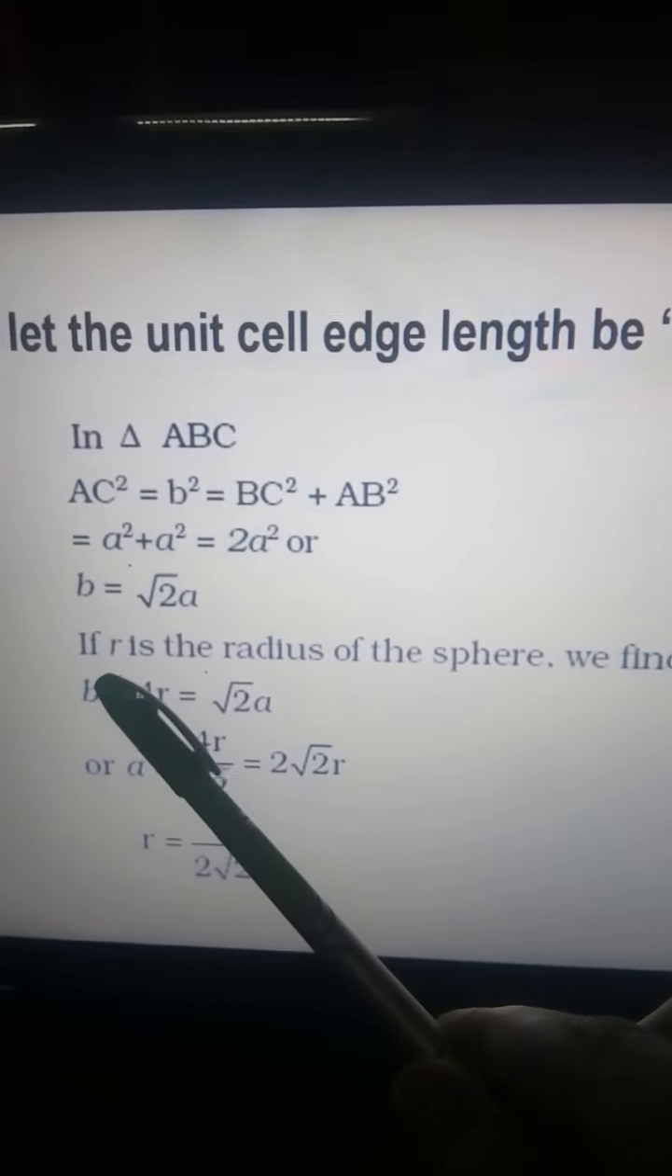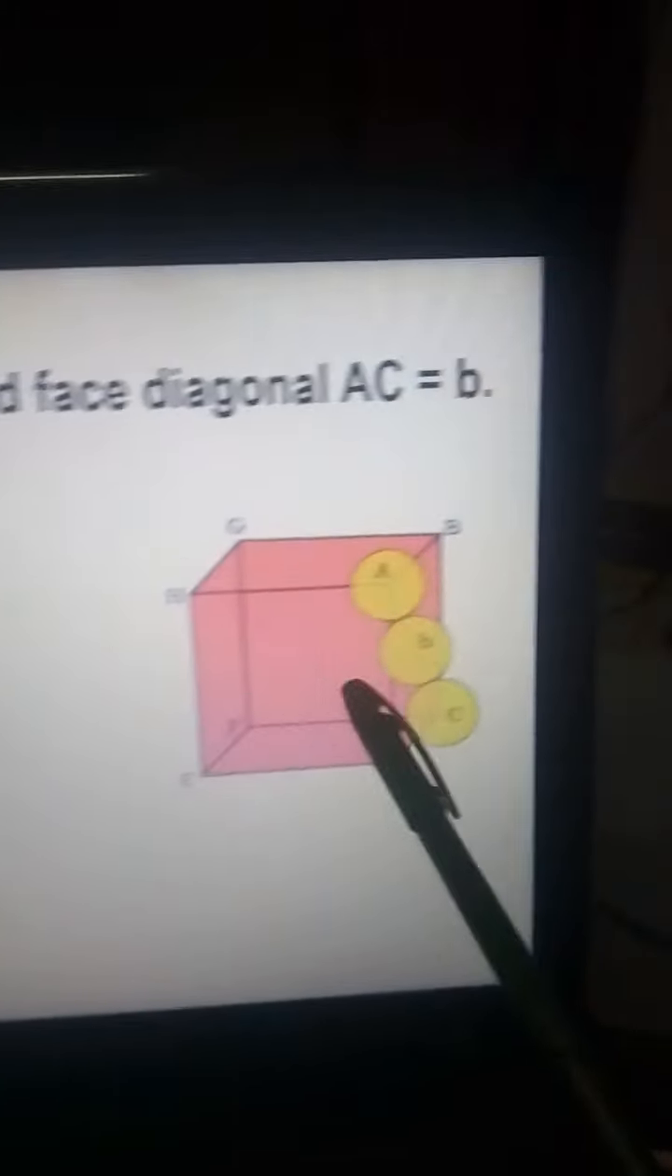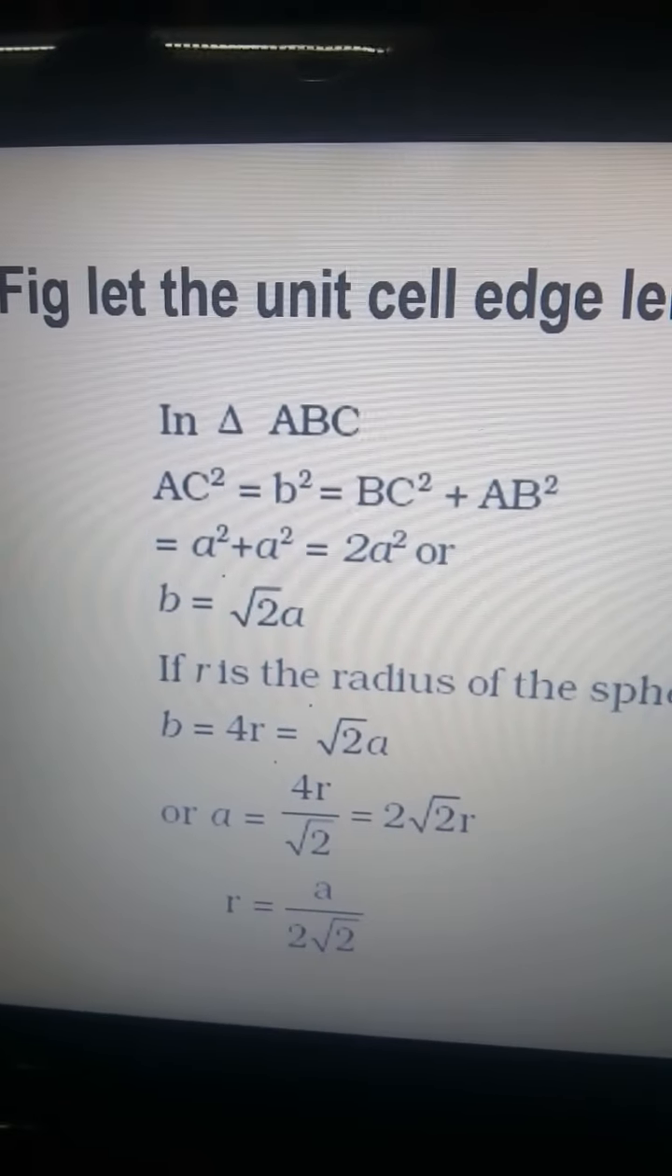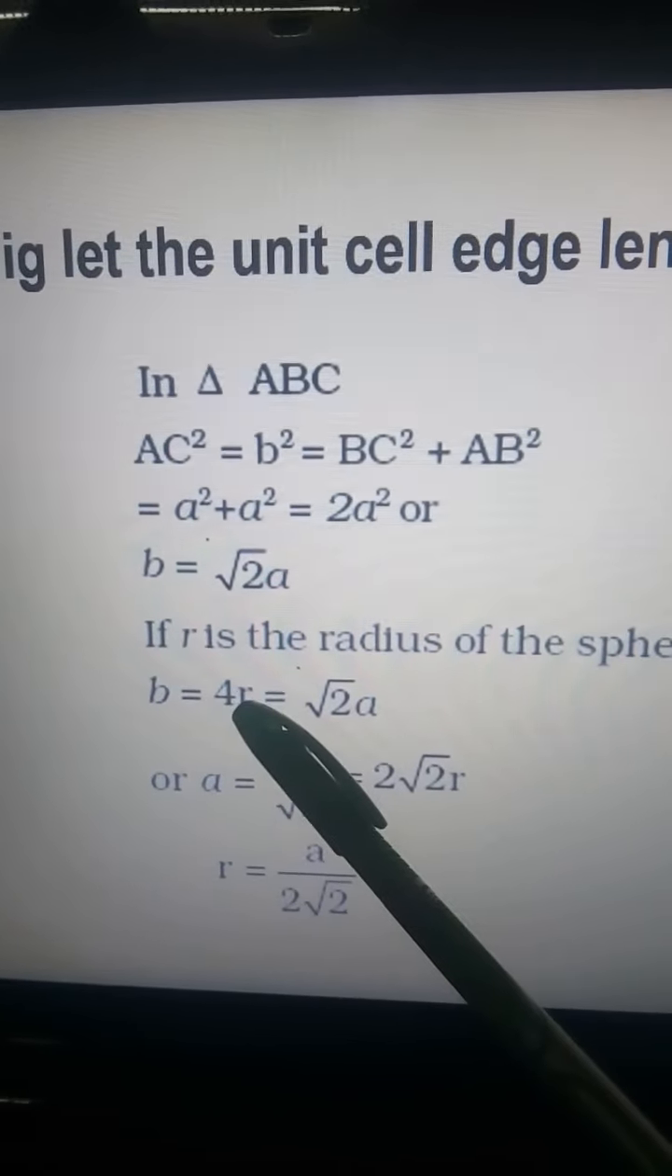Now if r is the radius of the sphere, we find b is equal to 4r. How? You see the diagram.